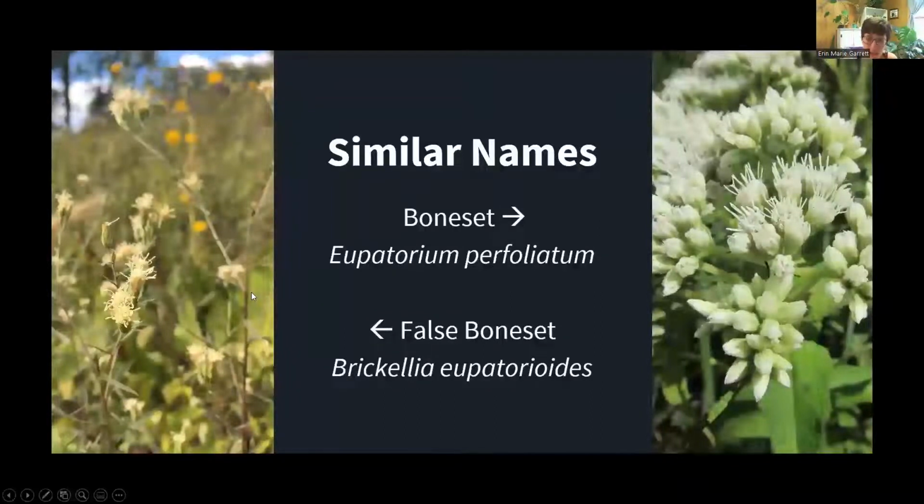Okay, another example, boneset and false boneset. Now I will say the Latin isn't that much better. For boneset, we have Eupatorium perfoliatum, and false boneset is Brickellia eupatorioides, which means like a Eupatorium. So it's basically doing the same thing, just in Latin, doing a false version of this other plant. So it happens in Latin names as well, just much more commonly in our common names.